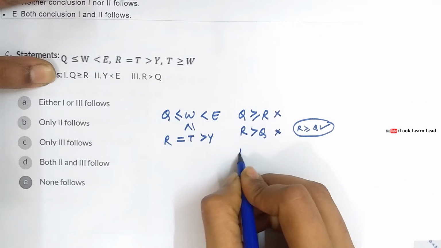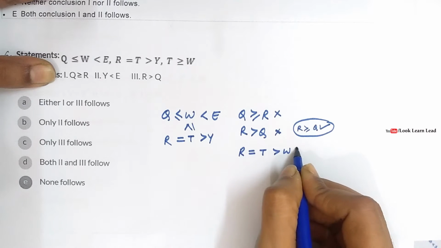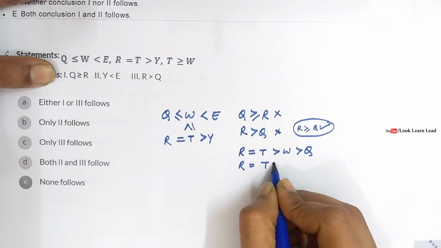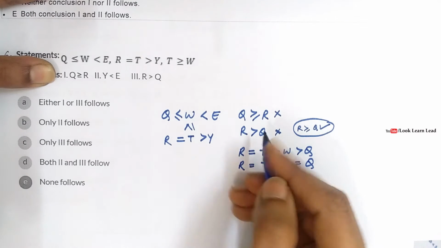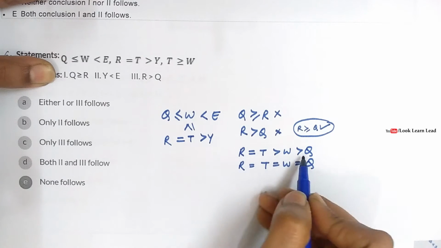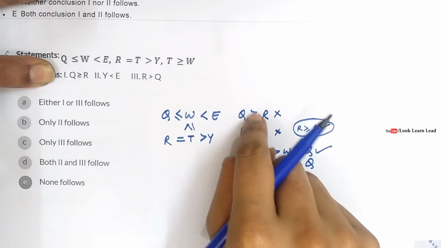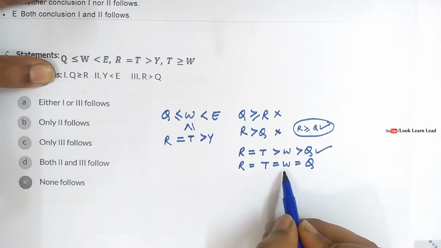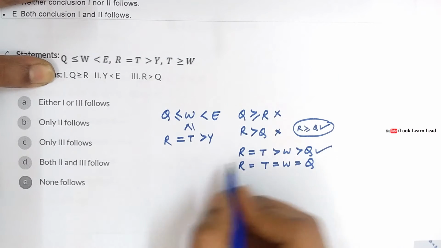So let's write, it would be R is equal to T, which should be less than W. It is less than Q. R is equal to T is equal to W is equal to Q. Okay, after separating, R is greater than Q. First condition is true, but Q is greater than equal to R, Q is this, R is equal to Q. This is not true. So it is neither nor.